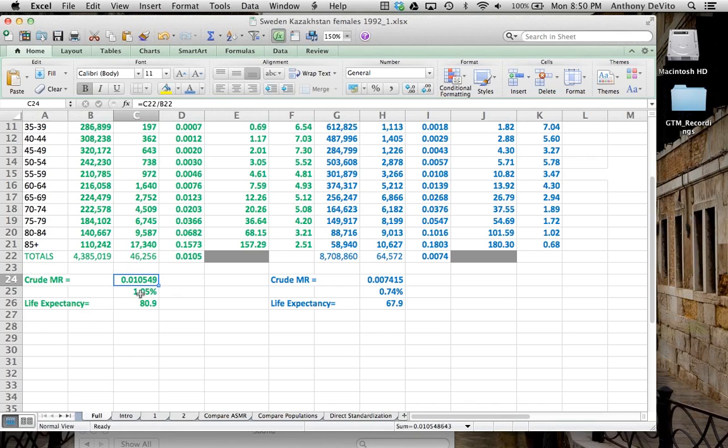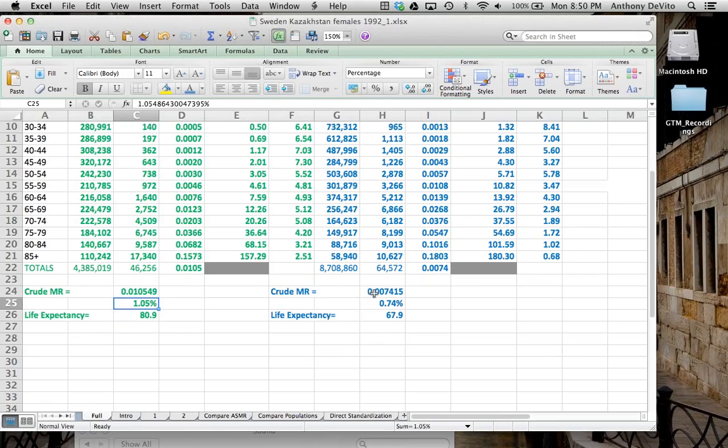It's expressed as a fraction. It's a little over 1%. Now the crude mortality rate for females in Kazakhstan is 64,000 over 8,700,000, which comes out to be 0.007 or less than 1%. So the way it appears now, a higher percentage of females died in Sweden during that year than in Kazakhstan, even though life expectancy for females in Sweden is 81 years and in Kazakhstan is only 68 years.